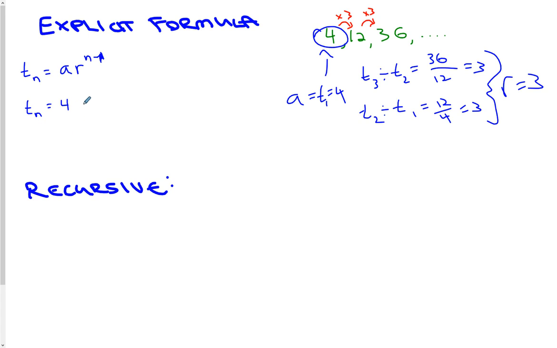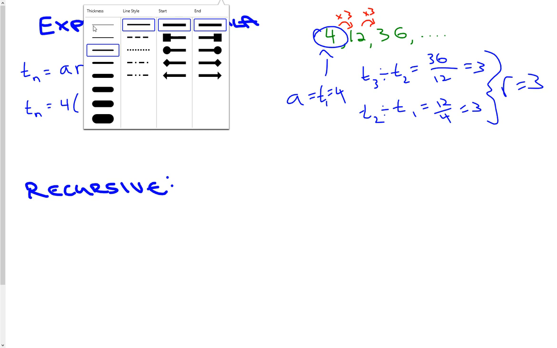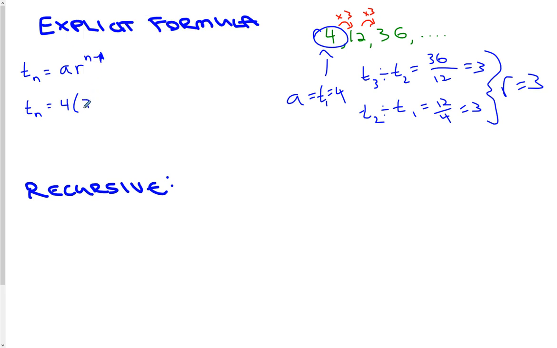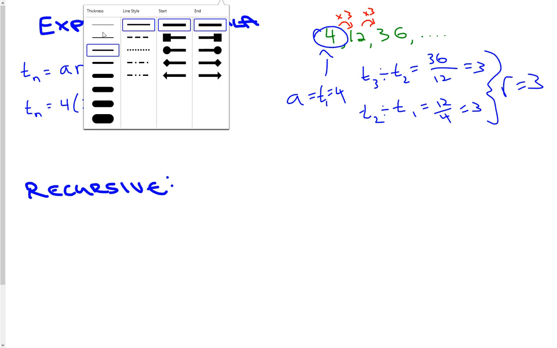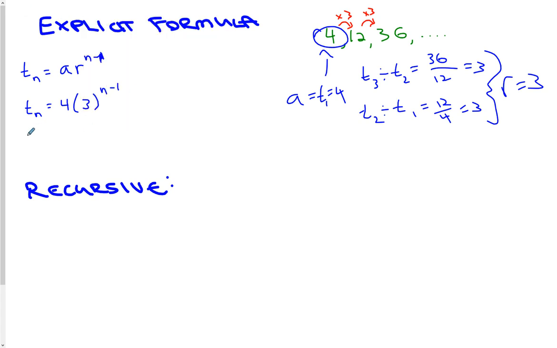What do I have for my R value, my common ratio? Oops, I wrote R, but it's not R. It's 3. We figured out that it was 3. So let's put that in, 3. That's to the n minus 1. Now I can use this explicit formula to figure out any term I want. Say I wanted to find the 20th term. Well, I'm just going to replace n everywhere I see it with a 20.